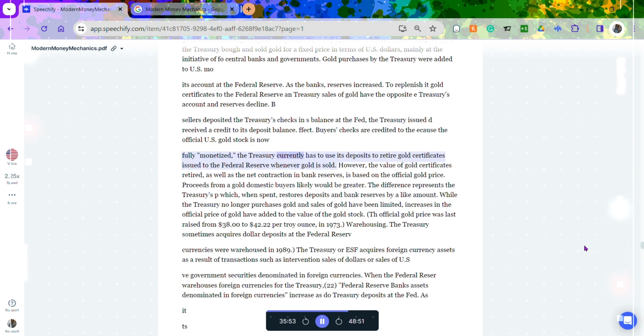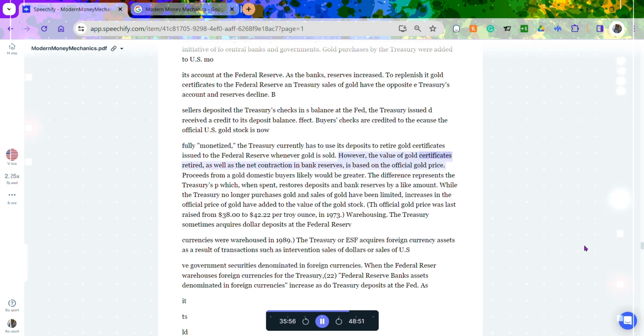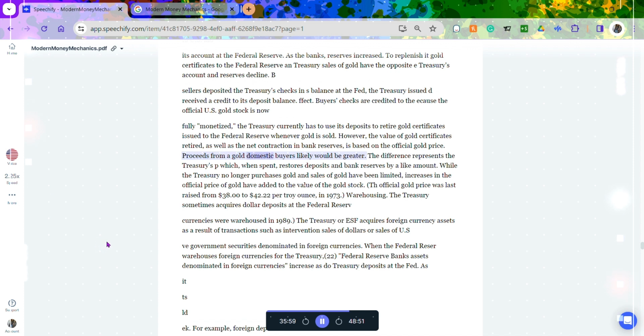The Treasury currently has to use its deposits to retire gold certificates issued to the Federal Reserve whenever gold is sold. However, the value of gold certificates retired, as well as the net contraction in bank reserves, is based on the official gold price. Proceeds from a gold sale to domestic buyers likely would be greater. The difference represents the Treasury's profit, which, when spent, restores deposits and bank reserves by a like amount.